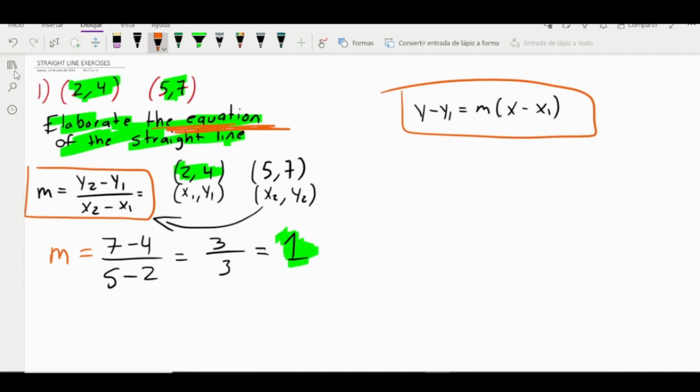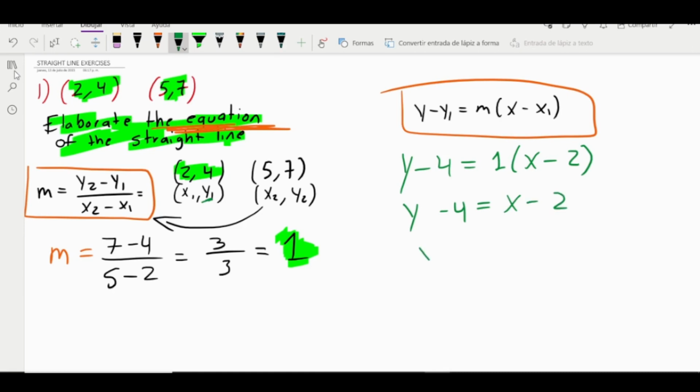The point slope formula. So we have y minus y1, which is y minus 4, equal to the slope, which we already said is 1, times x minus x1. We said x1 is 2. So we have y minus 4 equal 1 times x minus 2, which is the same, x minus 2.